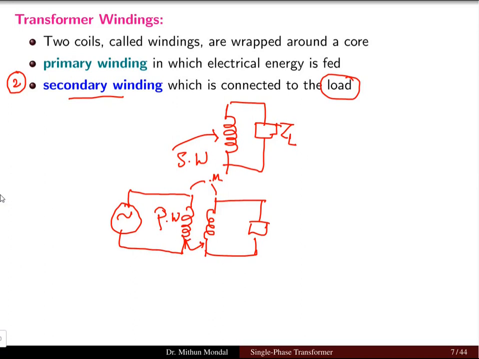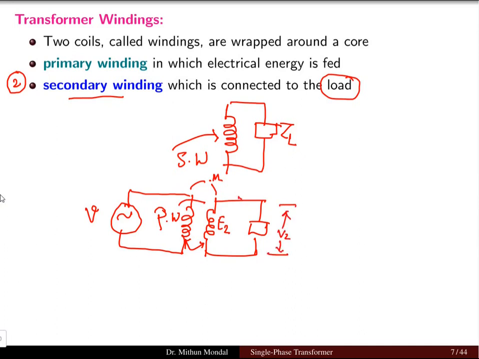Whenever we supply an alternating voltage, then due to the principle of mutual induction, we will have an induced EMF in the secondary coil, and hence there will be a voltage induced across the load.